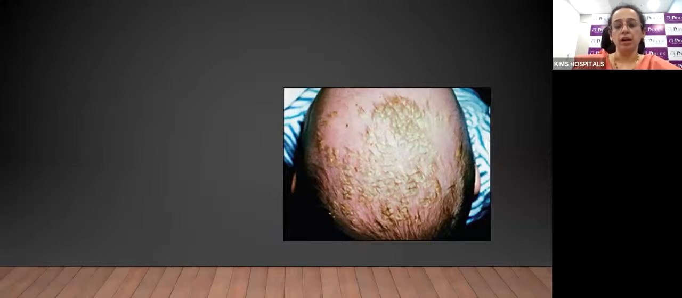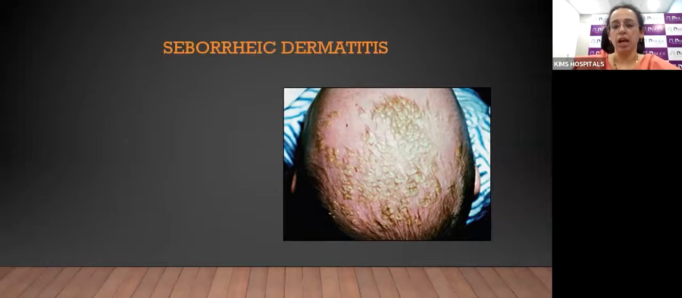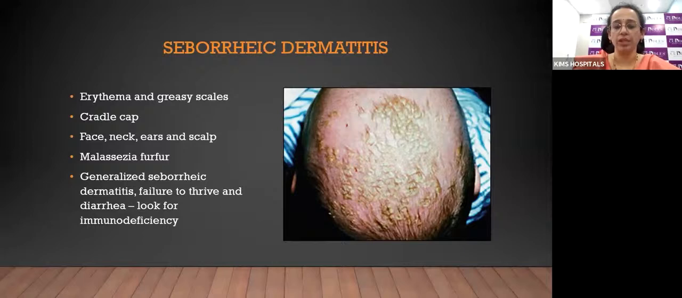Usually after the first few postnatal days, the parents bring the baby with this kind of lesions over the scalp. This is the seborrheic dermatitis of the scalp. We can see greasy patches, erythematous and greasy scales over the scalp of the baby. The same can also be seen over the neck folds. This is commonly called cradle cap or seborrheic dermatitis. It occurs on the face, neck, ears, and scalp.